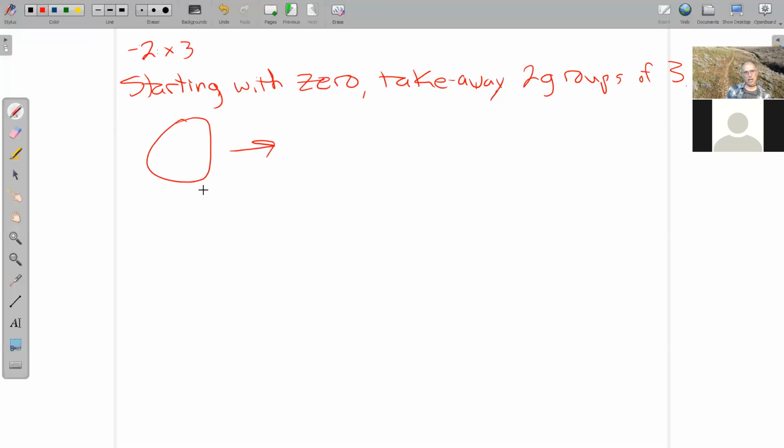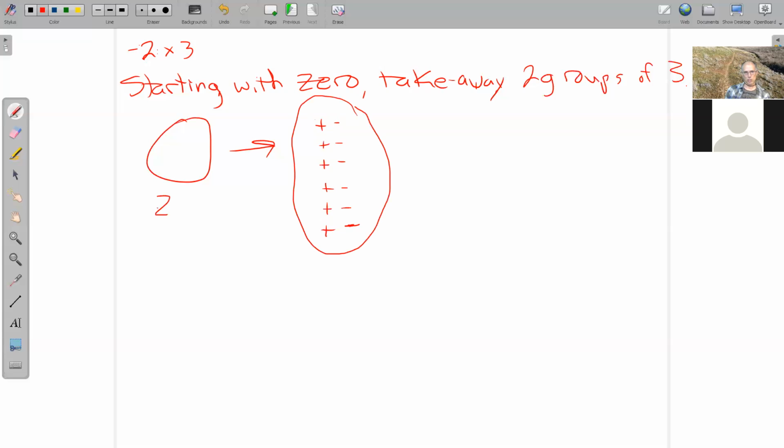And there's nothing to take, so I got to find 2 groups of 3 to take away. So to do that, I'm going to have to throw in a bunch of zeros. So there's this 0, and then, oh, I was going to use charged particles, wasn't I? So here's a 0, and here's another 0, and here's another 0. Do I have 2 groups of 3 yet? The answer is no, so I keep going. So let's make another 0, and another 0, and another 0. And I think I have 2 groups of 3.